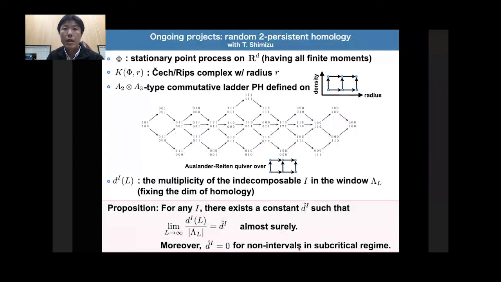At this moment, I cannot remove the assumption of the subcriticality of the point process from this statement, but at least in the subcritical regime, this result positively explains the previous numerical observations. So in the large scale limit, we cannot observe the non-interval indecomposables in the subcritical regime. Or conversely speaking, it implies the significance of the concept of interval decompositions even in the two-parameter setting.